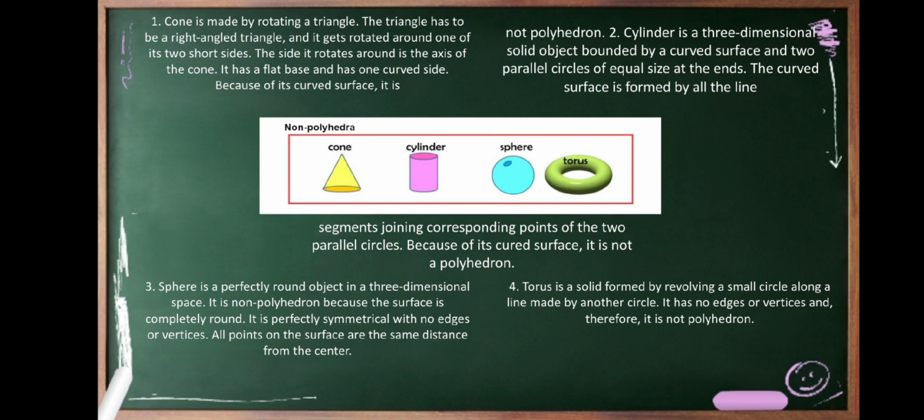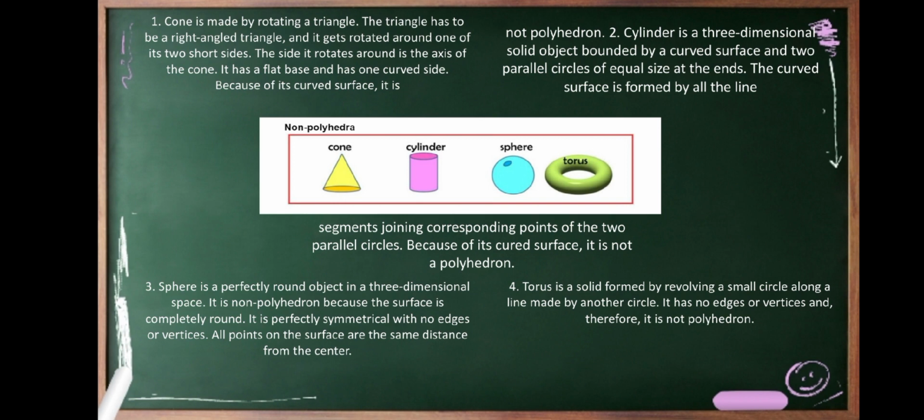Number 2. A cylinder is a three-dimensional solid object bounded by a curved surface and two parallel circles of equal size at the ends. The curved surface is formed by all the line segments joining corresponding points of the two parallel circles. Because of its curved surface, it is not a polyhedron.